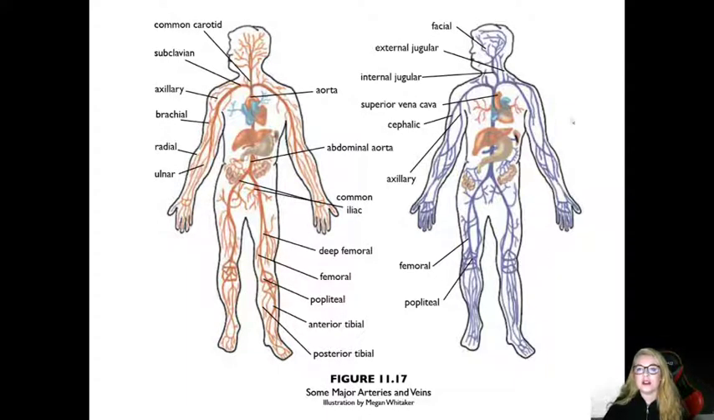But all in all, these are the major arteries and veins. The jugular, internal and external. You have radial and ulnar veins and arteries as well. So familiarize yourself with this, but don't sweat it. You're not responsible for labeling this diagram or knowing where exactly every artery and vein is in the human body.